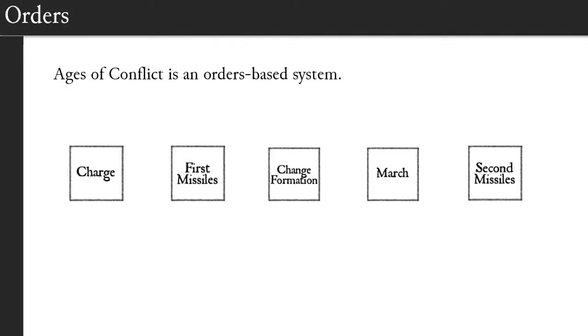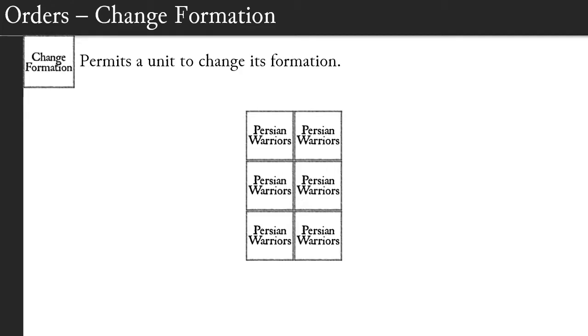Now, Ages of Conflict is an orders-based system. This means every unit in the game receives an order that determines what actions the unit can take when activated. Orders are assigned to units with tokens, and the tokens are issued face down to conceal them from your opponent. Let's review all the orders that we have.